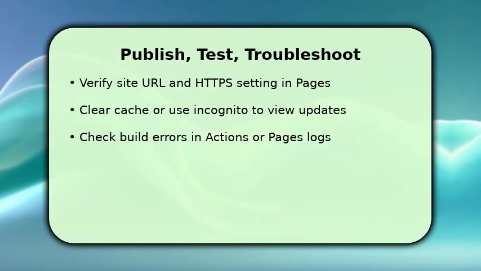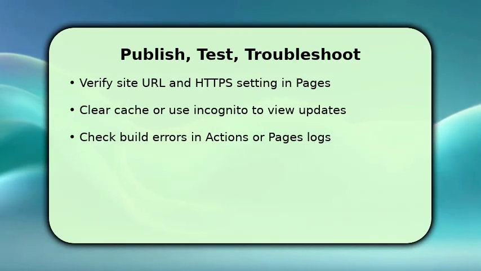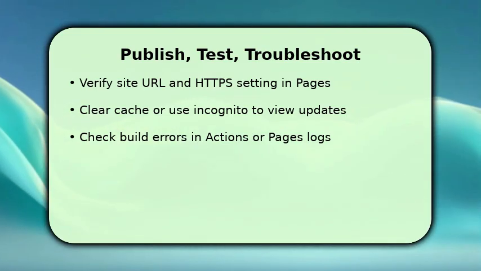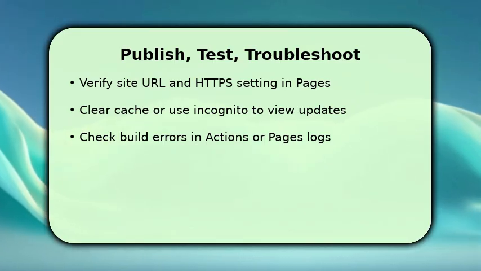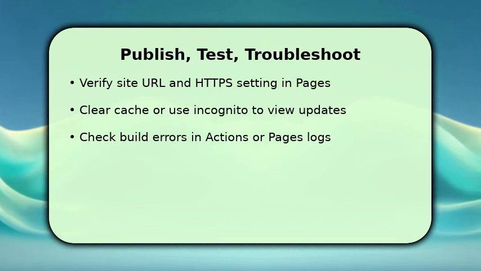Then test the page in multiple browsers and clear your cache or use an incognito window to see fresh builds. If the site doesn't load, inspect the Pages build logs or GitHub Actions for Jekyll errors. Common fixes include folder paths, a missing index.html, or invalid config.yml entries. Once resolved, commit fixes and redeploy for a live landing page.